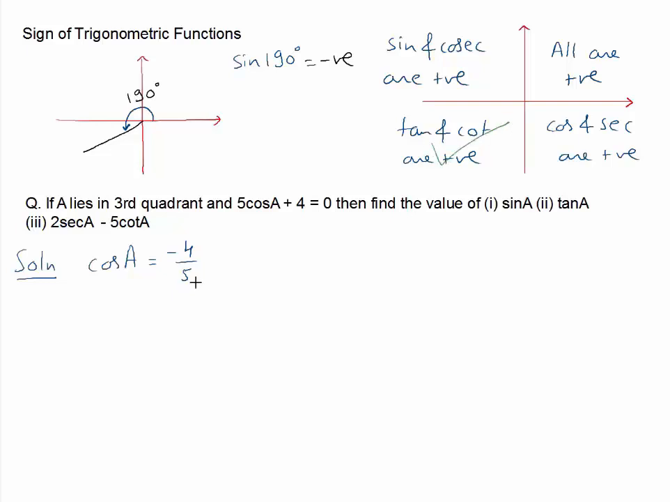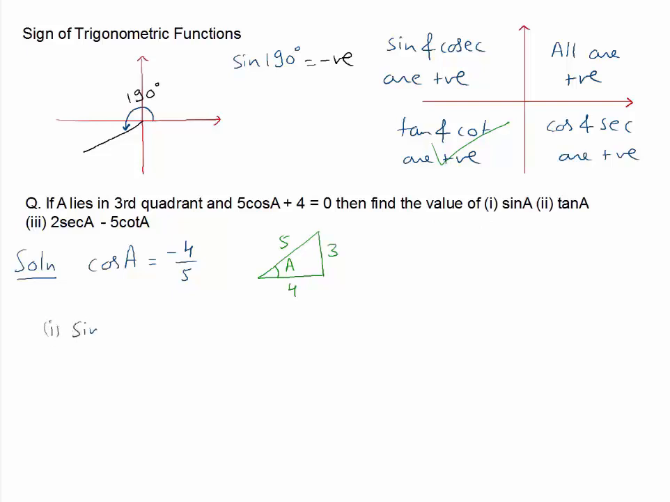Now let's ignore the sign at the moment and let's draw the right angle triangle, and let's call this as angle A. Now cos is base upon hypotenuse, so this would be 4 and this would be 5. So therefore, using Pythagoras theorem, we'll get this as 3. Now let's solve each part one by one.